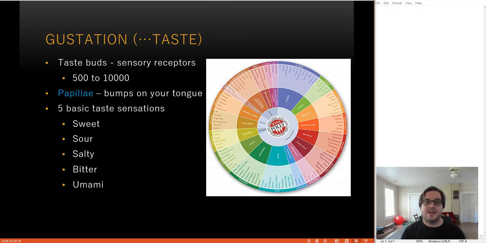There are 5 basic taste sensations. You have sweet, which you're familiar with, sour, salty, bitter, and each of these has its own kind of specialized sensory receptor. We also have a flavor called umami. This is a flavor you're probably not familiar with unless you have a fair amount of Asian cuisine. This is a brothy flavor.